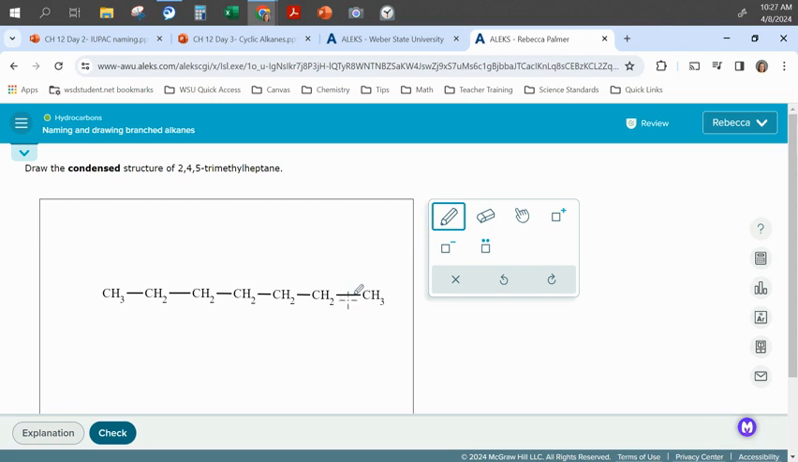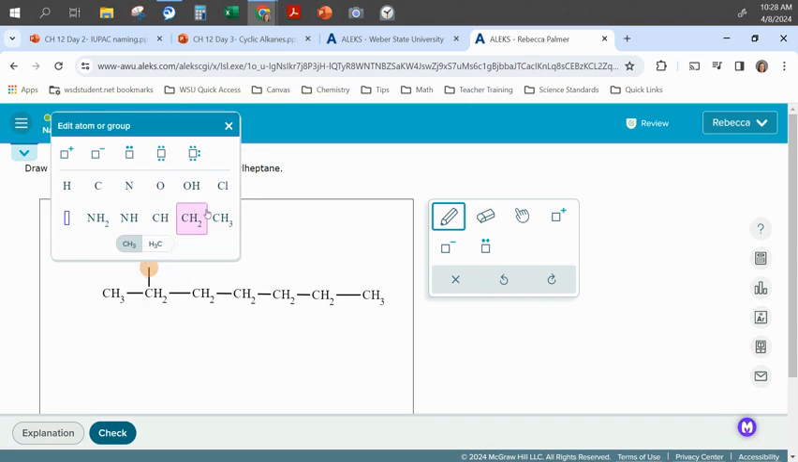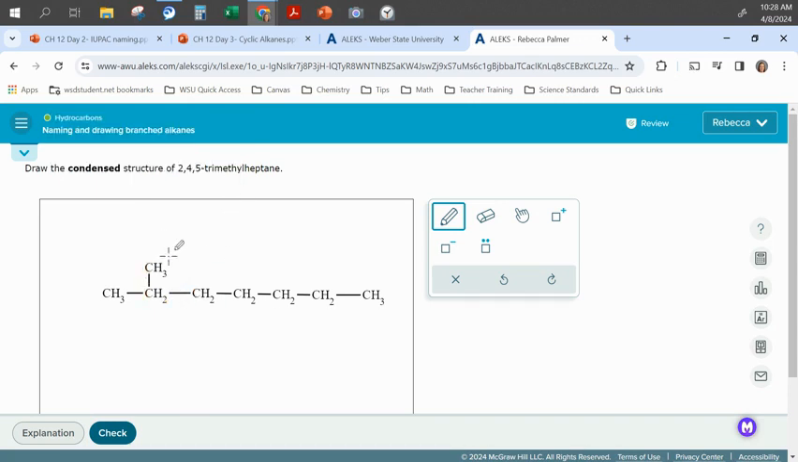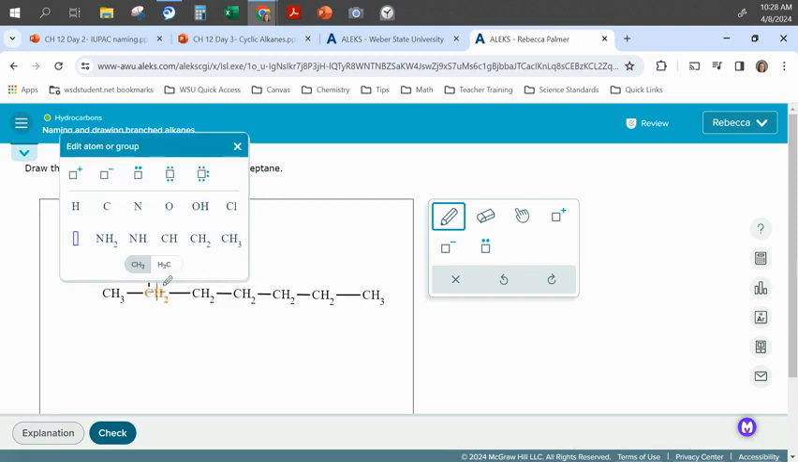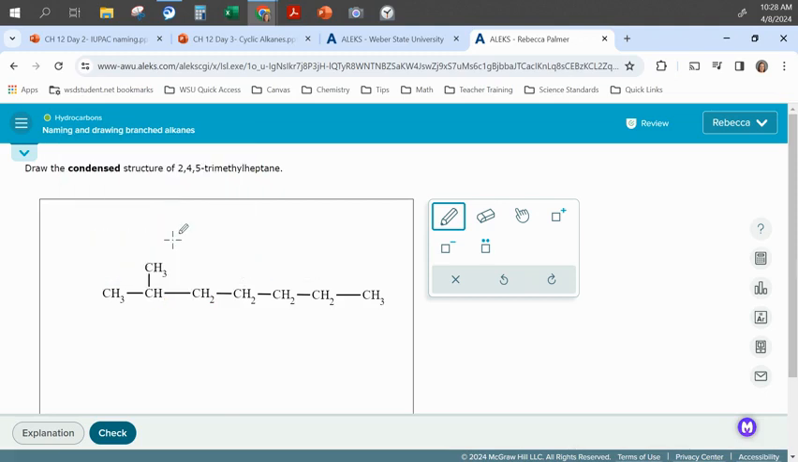Now I'm going to add the branches to heptane. The branches tell me I have 3 methyl groups: one at the 2 position, one at the 4 position, one at the 5 position. It doesn't matter which side you start from, just be consistent. I'm going to start from the left side. I'm going to put a methyl group here. I think we talked about this in this class. If I put a methyl group here, I need to go back here and change this to a CH group.